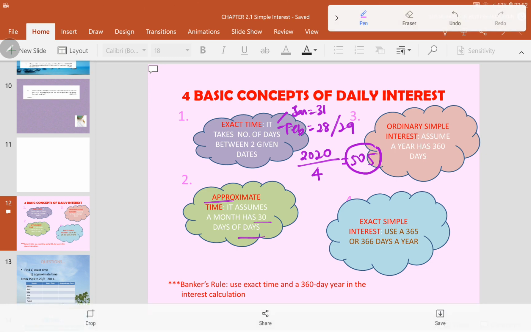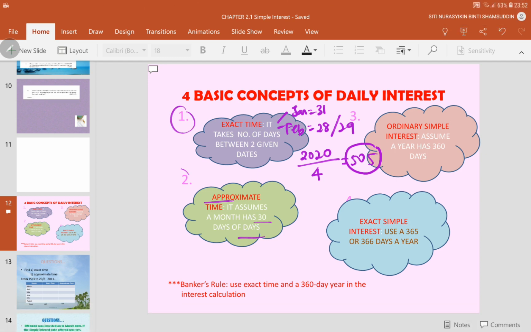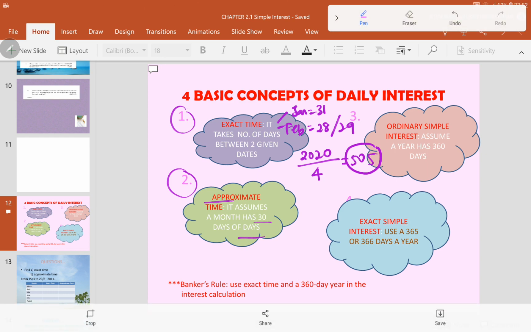Okay, then we have ordinary simple interest. For number 1 and 2, this is used to differentiate which time we need to use according to the question. If it is exact time, we have to take the exact number of days every month. If approximate time, we assume 30 days per month, from 2 different dates. But for number 3 and number 4, this is specifically in terms of interest charge.